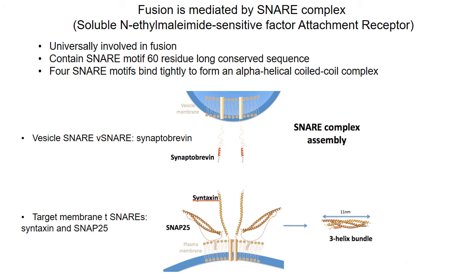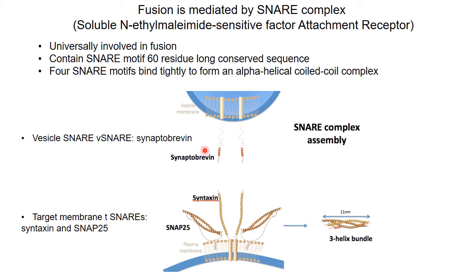As I said, fusion is mediated by the SNARE complex. SNARE is short for soluble N-ethylmaleimide-sensitive factor attachment receptors. These proteins are universally involved in fusion, so any membrane fusion, such as trafficking of the protein through Golgi to endoplasmic reticulum, is going to involve SNARE complex fusion. They are characterized by the SNARE motif, which is a conserved sequence around 60 residues long and makes these alpha helixes.